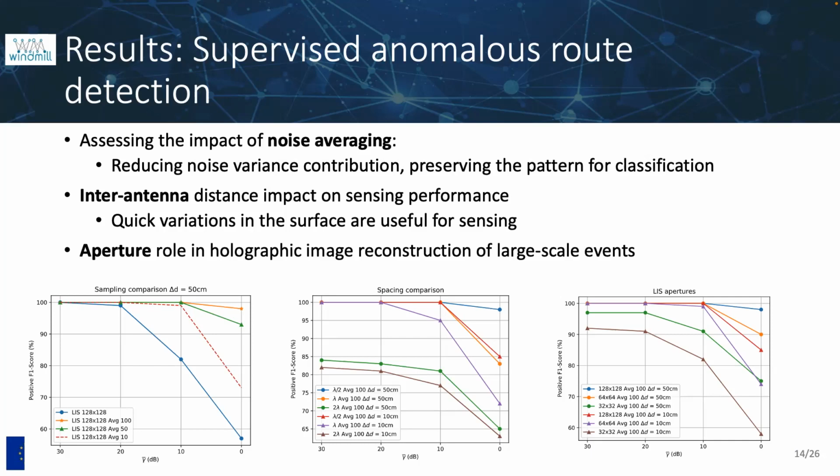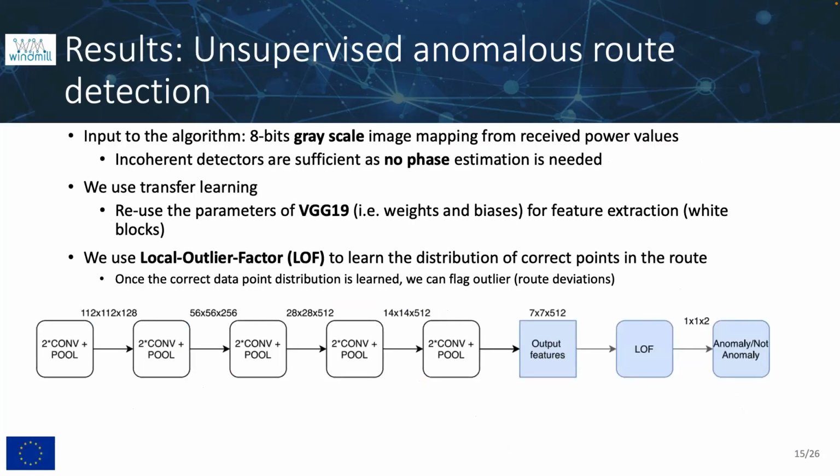But then it's more interesting, I think, going to the unsupervised anomalous route detection. So mainly the backbone is completely the same as before. But what we do now is that instead of using a support vector machine, which was a bit of an artificial problem because we had anomalous and correct points for training, we just rely now on sampling along the correct route. Basically, we use this output feature that we had before in a local outlier factor.